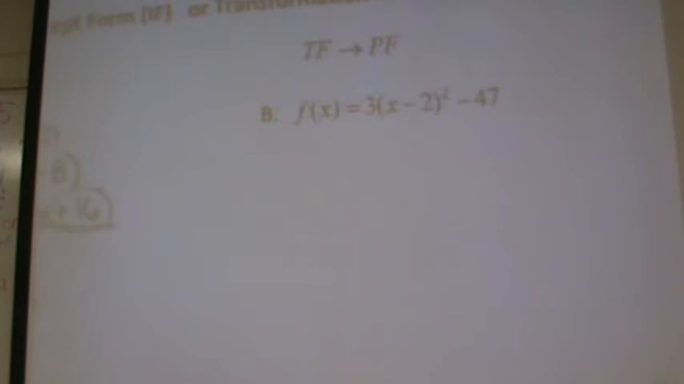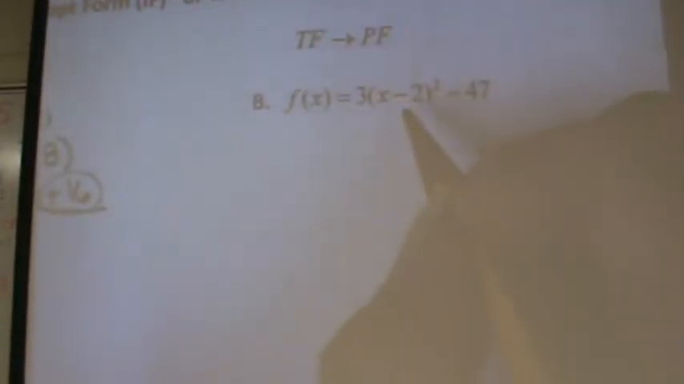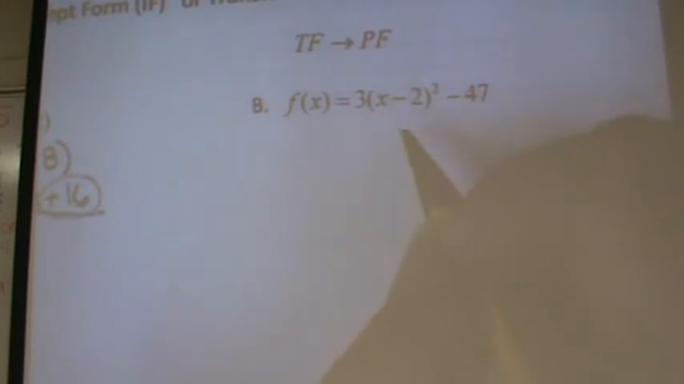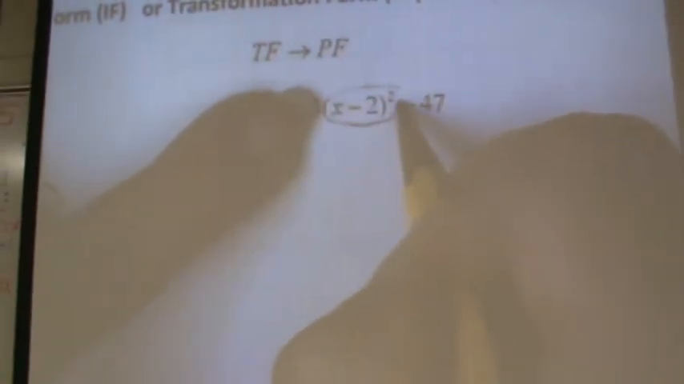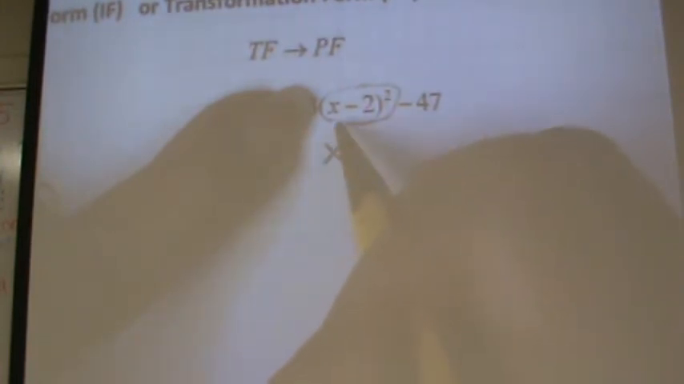How do you go from transformation form to polynomial form? So we want to stretch this out. I just need to make sure you all know how to correctly do this problem. Stretch it out. How do you stretch this one out? Can I distribute the 3? Yes or no? No. You have to FOIL the x minus 2 squared. So you have to do this piece first, right here. How do you square that quantity? You square the first term, you multiply these two together times 2, and you square the last term.